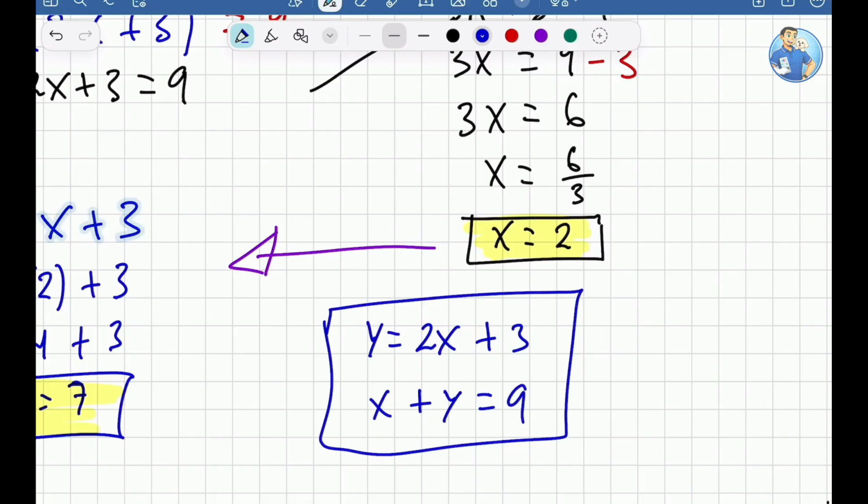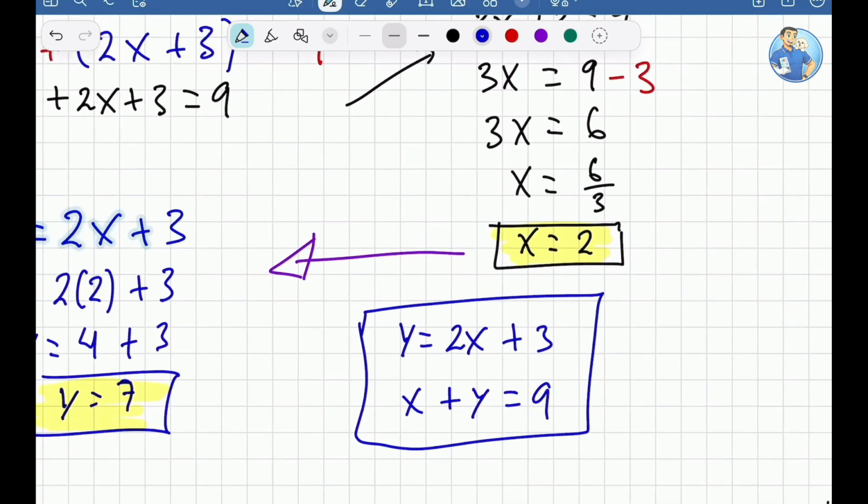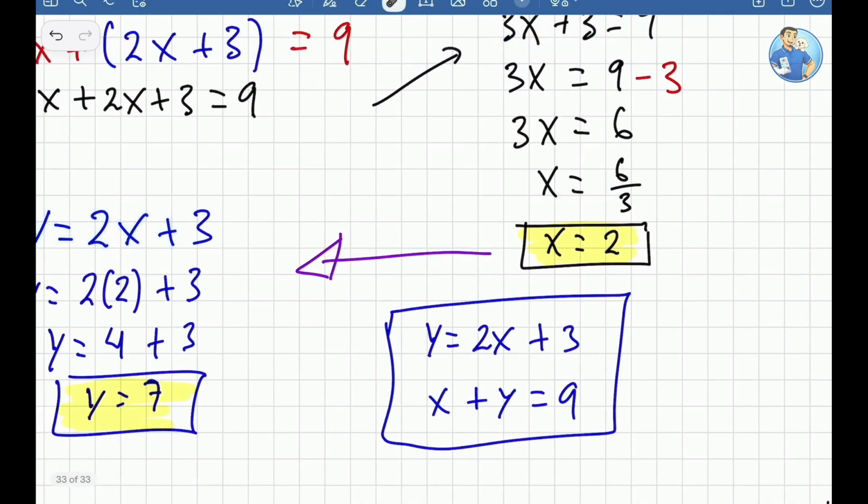How can we know if these are the solutions? By using substitution again. If x is 2, plus, what is y? 7. This has to be 9. And this is true, because 2 plus 7 is 9.